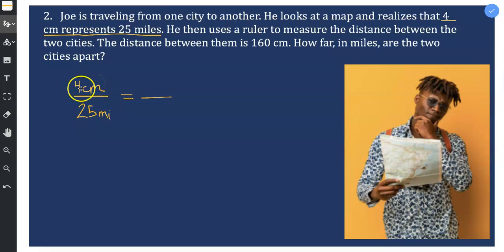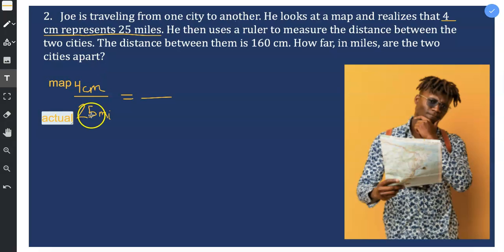And then I'm also going to label the 4 centimeters is the distance on the map, and the 25 miles is the actual distance. So this is our scale, this is our first rate or ratio, and now we're going to look at this last number that we have over here.